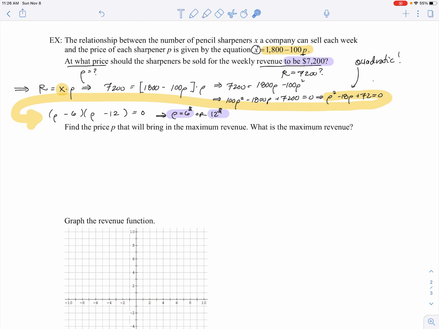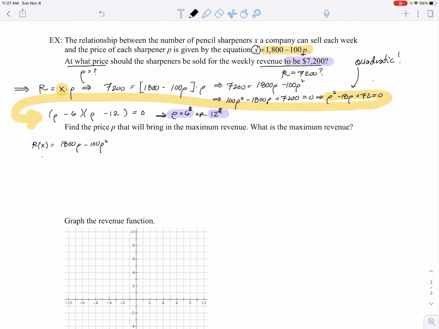Find, in the next question here, it says, find the price rho that will bring the maximum revenue. And what is that maximum revenue? Well, again, you have to remember here that the revenue, R as a function of X, is this function 1800 rho minus 100 rho squared.